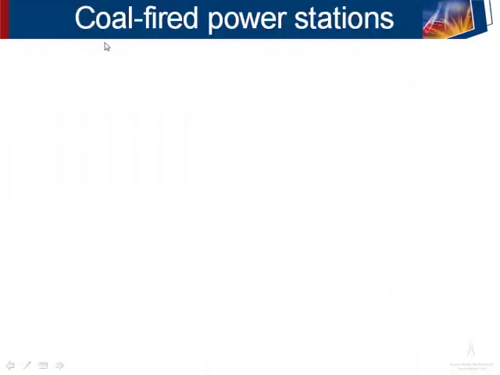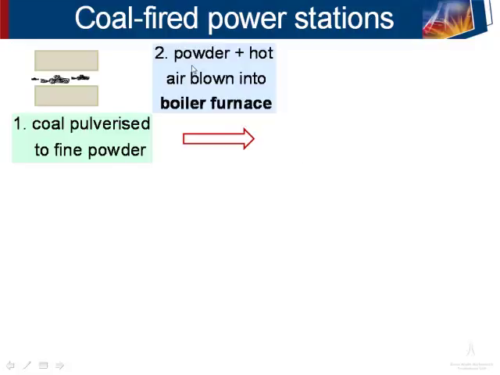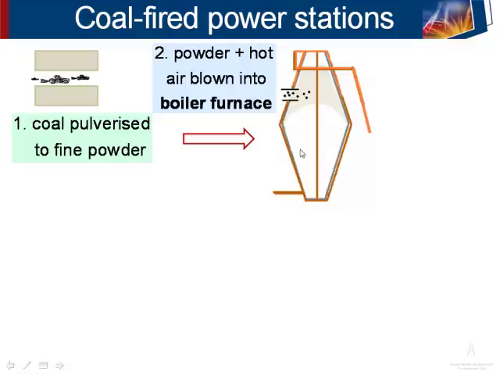Most of Eskom's coal-fired power stations are built very close to the mines from which the coal is supplied. Let's have a look at a coal-fired power station and the structure. First of all, the coal is pulverized or crushed to a very fine powder. This is then supplied into a boiler furnace. The powder and hot air is blown into a boiler furnace, a large container.